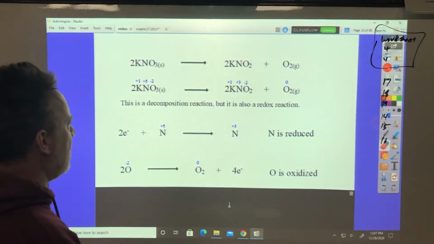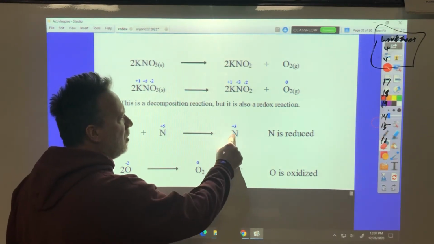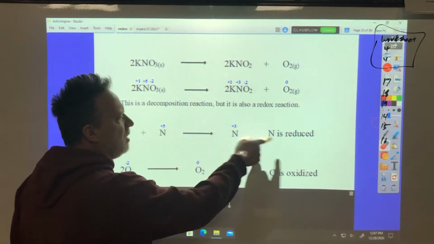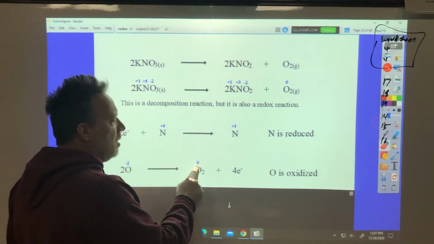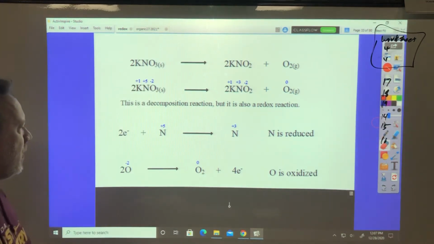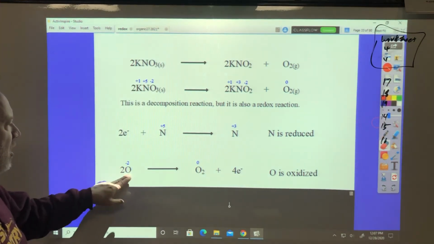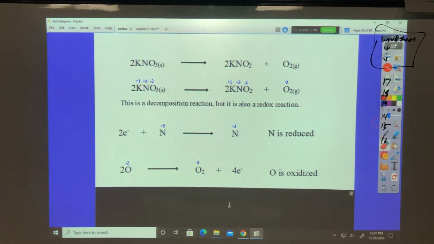So you can write it as an electronic equation. Nitrogen's going from +5 to +3, that takes 2 electrons, it's reduced. Oxygen is going from -2 to 0, that releases electrons, so it's oxidized. If there's 2 oxygen at -2 apiece, I have to give up 4 electrons.